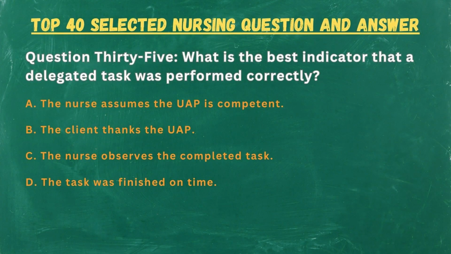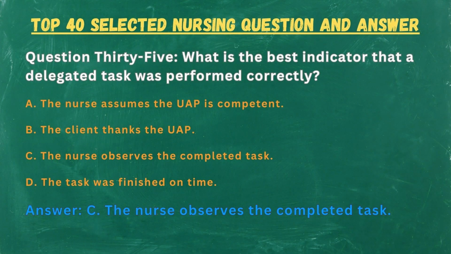Question 35. What is the best indicator that a delegated task was performed correctly? A. The nurse assumes the UAP is competent. B. The client thanks the UAP. C. The nurse observes the completed task. D. The task was finished on time. Answer: C. The nurse observes the completed task.